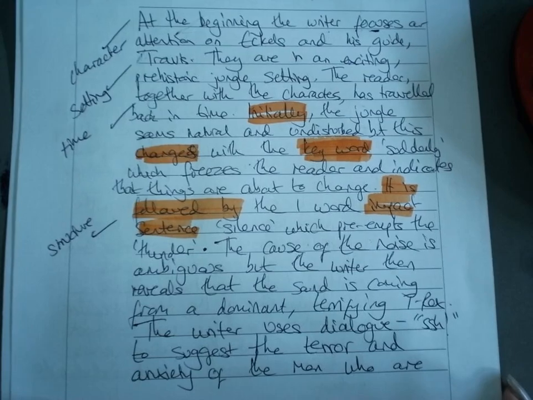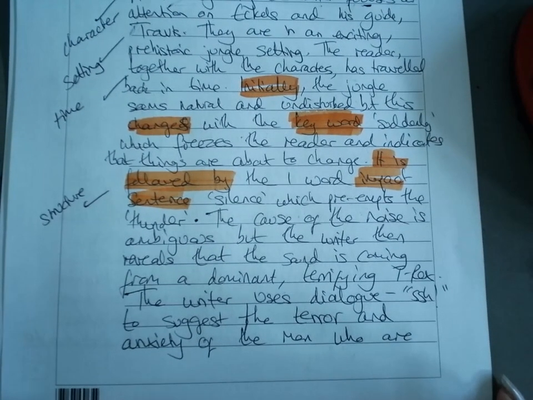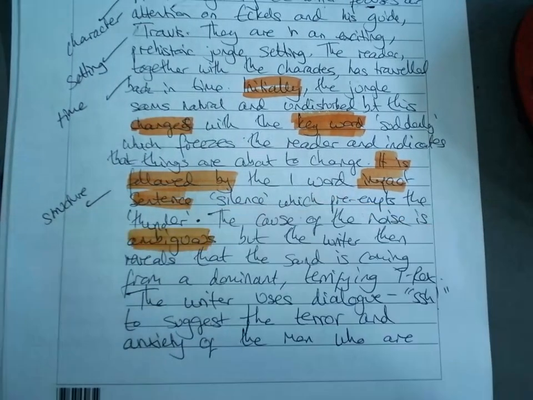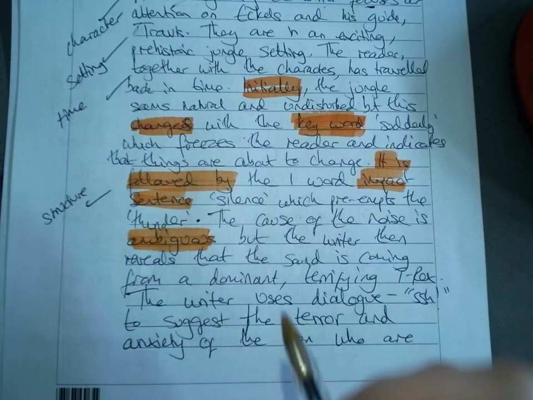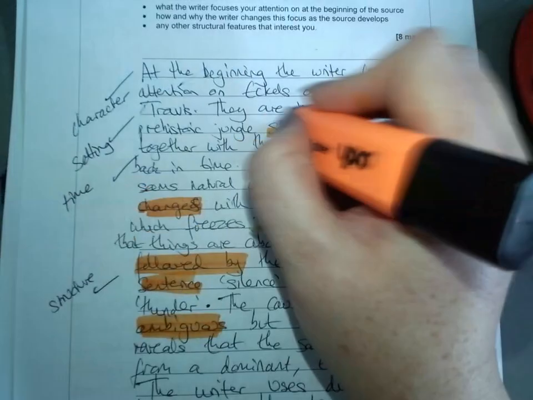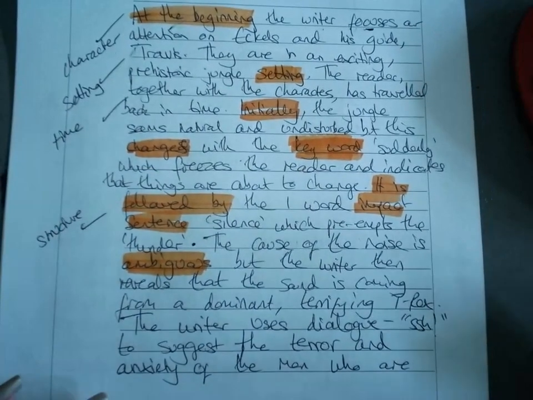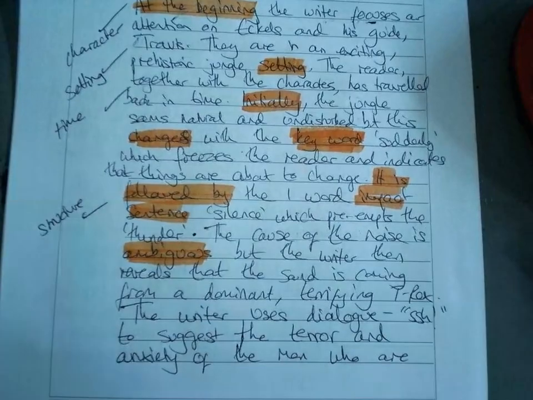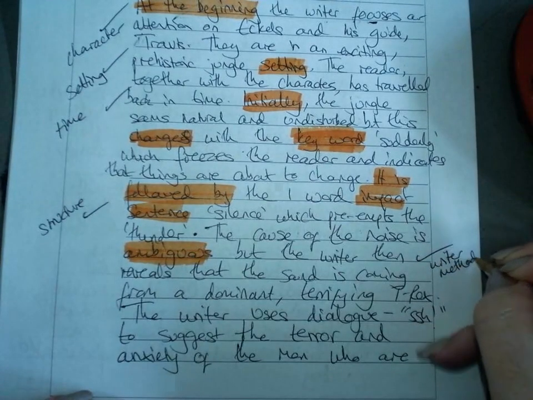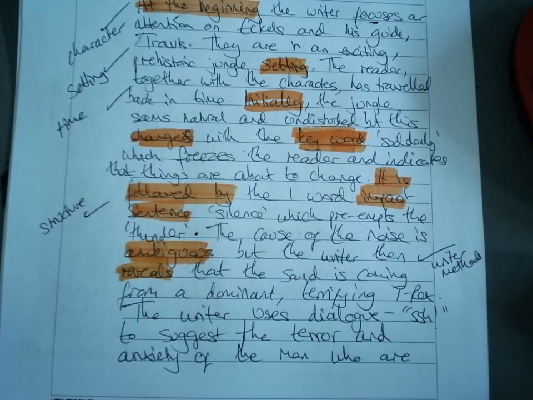The one word impact sentence, silence, which preempts the thunder. The cause of the noise is ambiguous. Ambiguity to me can be a structural or a linguistic technique, but I think it works okay here. I'm just going to go back and highlight the other structural things that I've incorporated here. The writer then reveals, and there's a strong sense of the writer at work here, the writer and their methods. Reveals is a good structural word to use, that the sound is coming from a dominant, terrifying T-Rex.